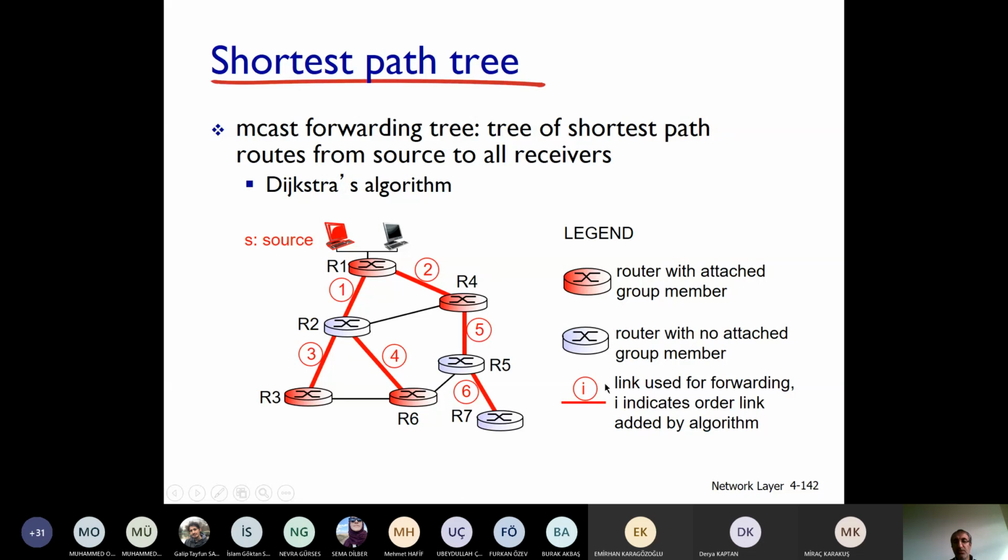This number indicates the order in which links are added by the algorithm. So first we add this path, then this, then third, then fourth, then fifth, and then sixth.